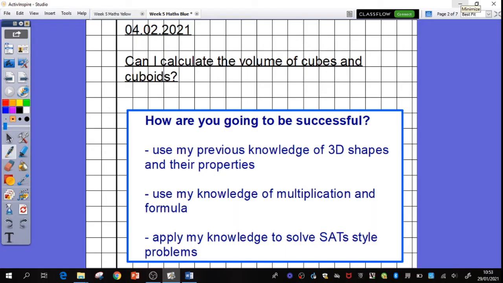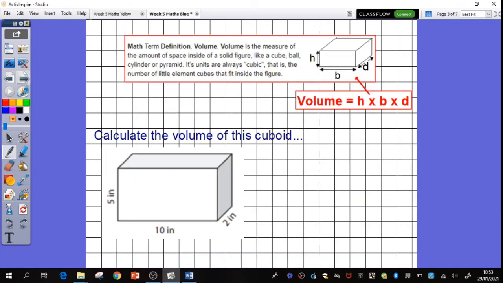So today we're going to be moving on now and we're going to look at calculating the volume of cubes and cuboids. To be successful, you're going to need to use your previous knowledge of 3D shapes today and their properties, use your knowledge of multiplication and working with a formula, and you're going to be applying that knowledge to solve problems. So first of all, let's look at what volume is.